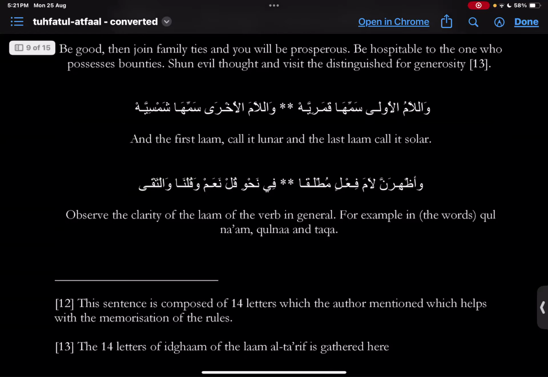All you need to know, he says, وأظهرن لام فعل مطلقة في نحو كل نعم وكلنا والتقى. Observe the clarity, meaning make izhar of lam when it is in a verb. Lam, if it comes in a verb, pronounce it clearly. For example, in the words كل نعم كلنا والتقى.